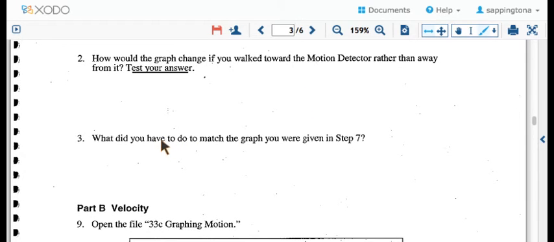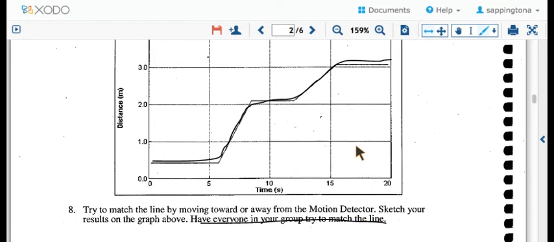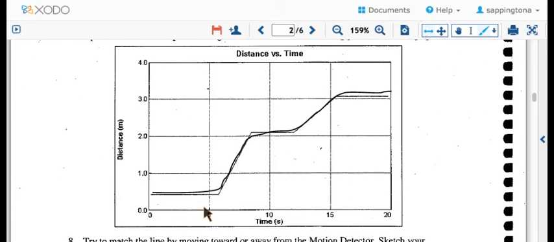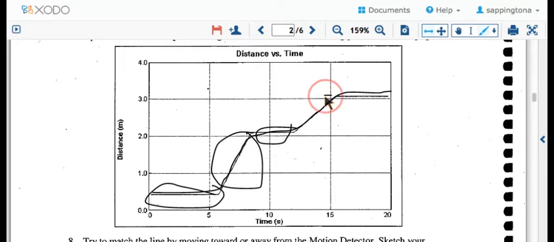What did you have to do to match the graph you were given in step 7? Well, that would be this one right here, and you need to be specific. What did you have to do at this point, this point, this point, and this point? So you're going to talk about all these things.